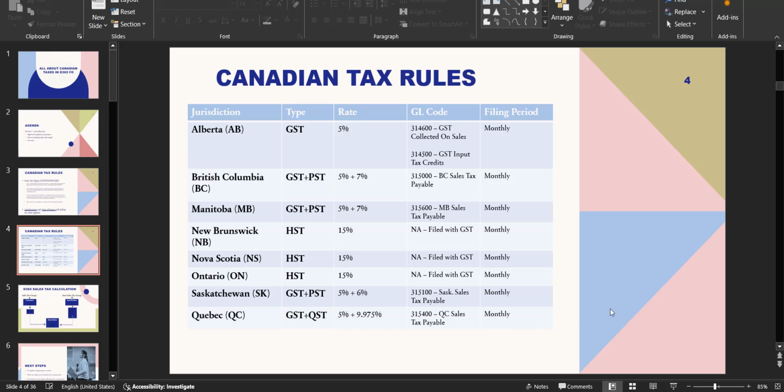So I think this slide really gives you an even clearer picture of the different types of rates and how that's calculated depending on the requirement from that specific jurisdiction.